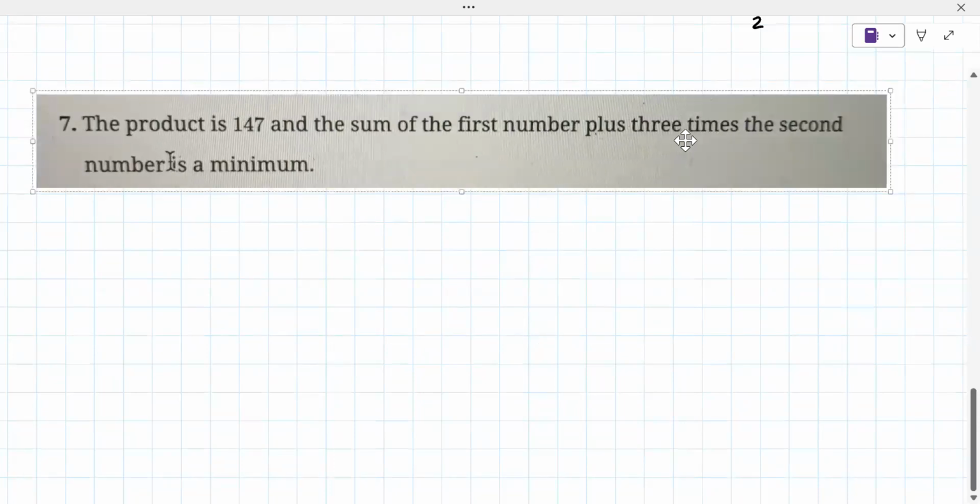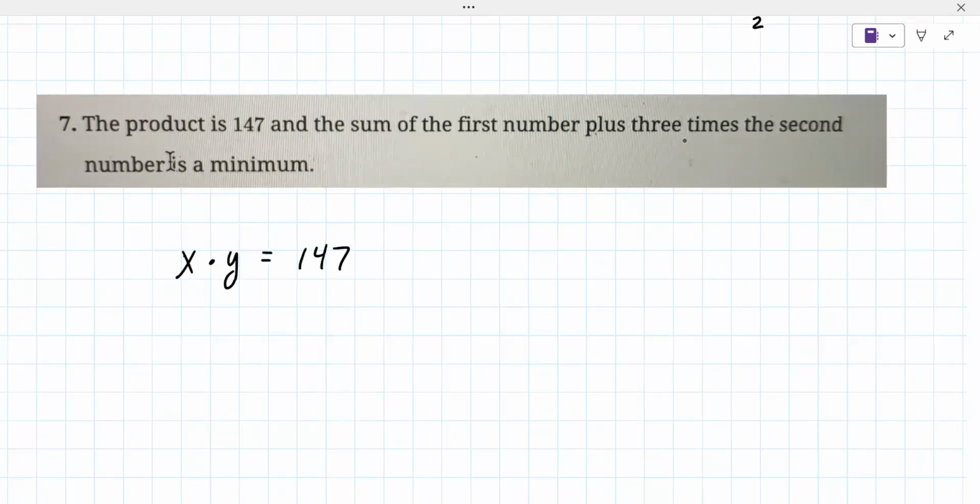This one says the product is 147. So there's two numbers, X times Y is 147. That's what the product is. Then they always give you another equation, and that's called the optimization, the one you're trying to find the min or max of. That's the thing you're going to take the derivative of, not usually the one that's given as the combination of numbers. So the sum of the first number plus 3 times the second number is a minimum. So this is our optimization function.